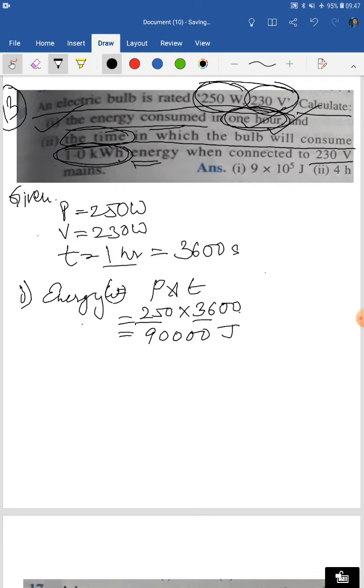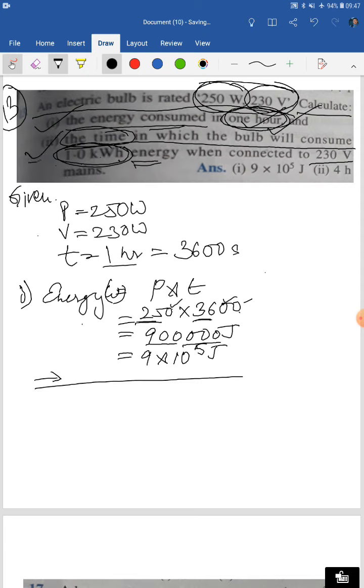You can leave it as it is, but to be on the safe side it is better to write the answer in exponential form in physics. Sorry, it's not 90,000, it's 90 lakh. So 1, 2, 3 zeros are there. 25 into 36 is 900, so you'll have 9 into 10 to the power 5 joule, and here you write the statement. So this is the energy consumed.